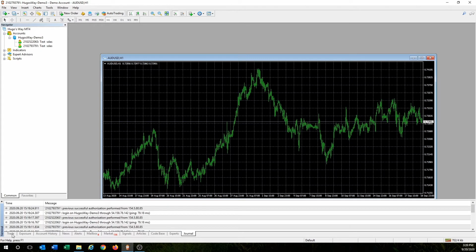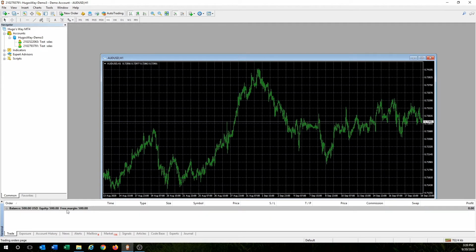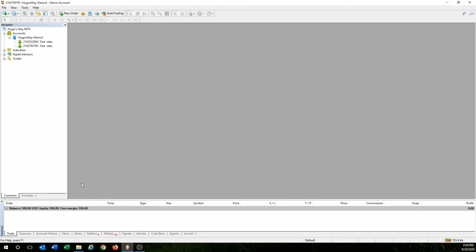So those are the only 3 tabs that we care about. So we're going to leave this open. Normally we leave this tab showing because it shows us our balance. It'll also show us open trades, which I'm going to show you in a minute. So let me just close this.